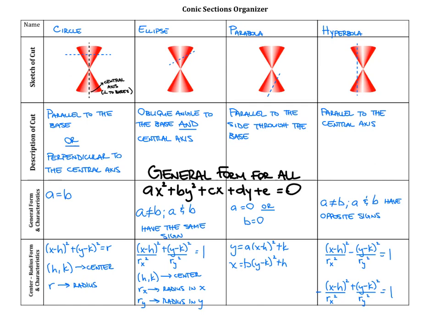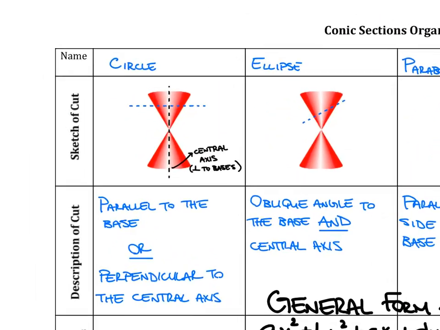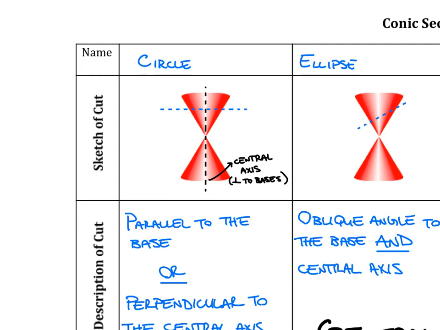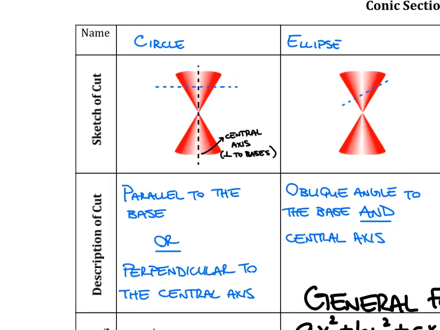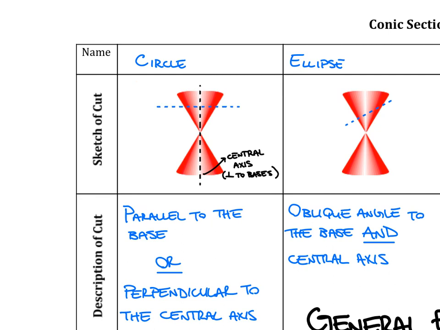If we have a cut that is parallel to the base, which you can see on this first one, the blue line is my cut. Another way to say it, that's perpendicular to the central axis, and my central axis on this one is that black line. Central axis would be the same for every single one. I only drew it on the first one. We end up with a circle as our shape.